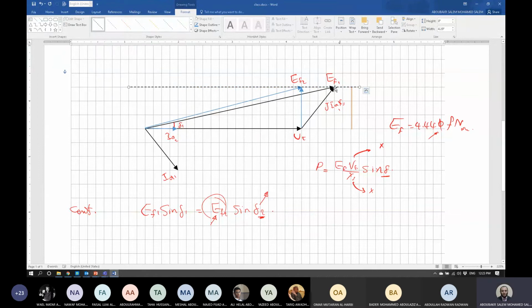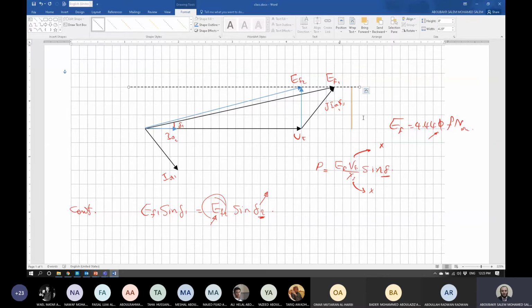يعني it means يا شباب, what's the meaning of locus? Locus means the vector EF will be changed on this line. So if the excitation voltage EF changed across this line, this means that all of these operating conditions have the same power. Is it clear يا شباب?